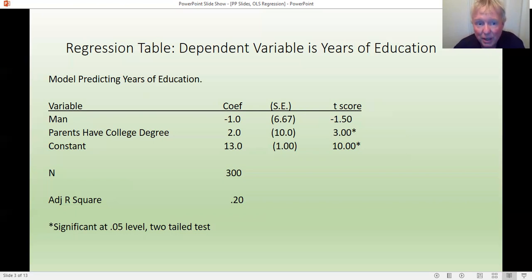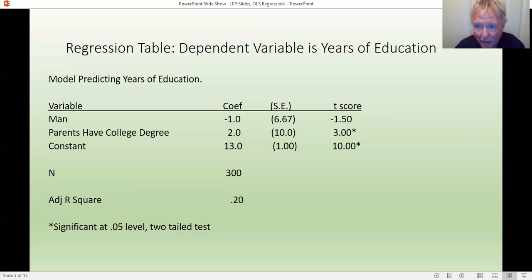bx2 is B. Parents have a college degree. The coefficient is 2.0. That's the x2, and here we can see it. So it's a simple equation. If all your independent variables are set at 0, you would have a woman, because they're not a man, they'll be set at 0. Your parents don't have a college degree, so that will be set at 0. The constant would be 13.